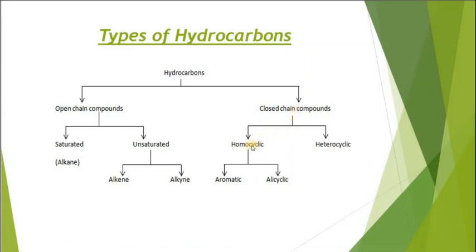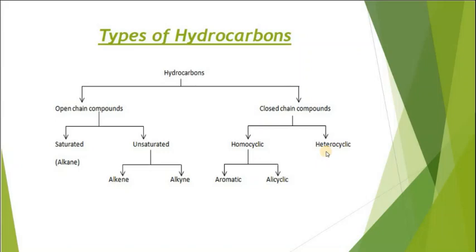Among closed chain hydrocarbons, there are two types. They can be homocyclic or they can be heterocyclic. As I told you, closed chain compounds are those compounds which are in the form of a cycle or a ring. The term homocyclic means homo stands for same, cyclic for the ring. Homocyclic compounds are those compounds in which the ring is having carbon and hydrogen only, the same elements. Heterocyclic will be those compounds that may be having some other elements other than carbon and hydrogen.